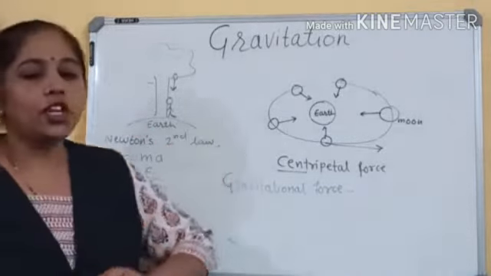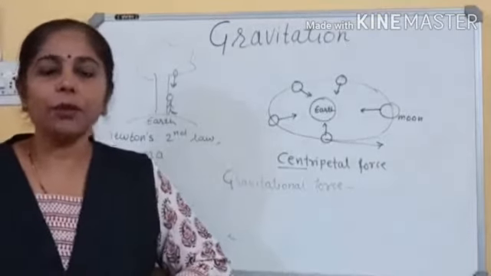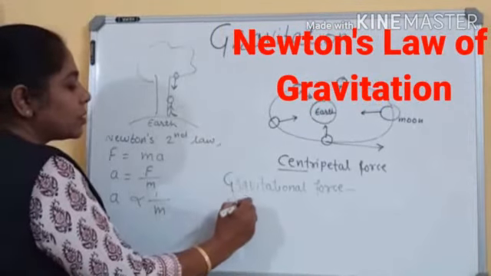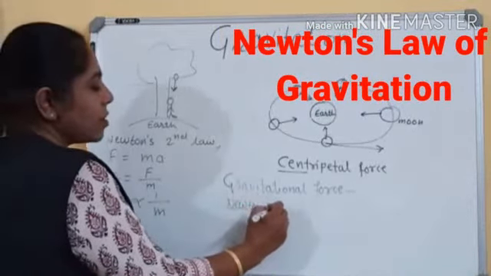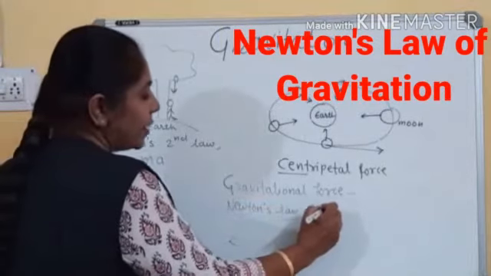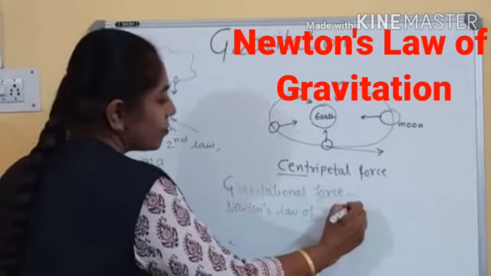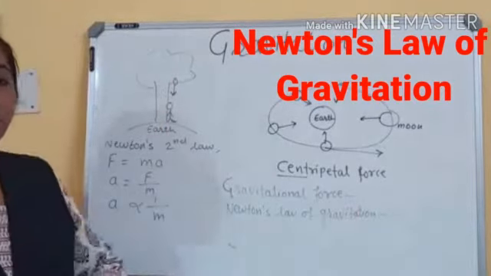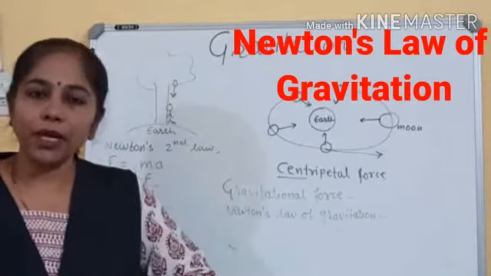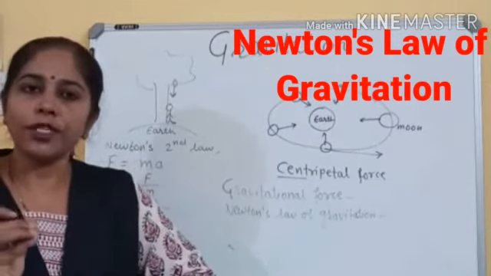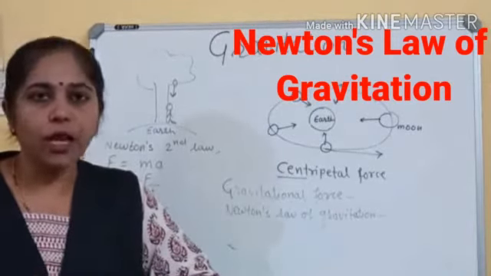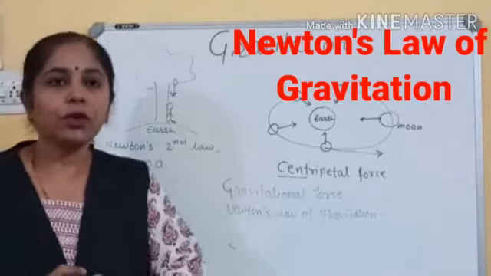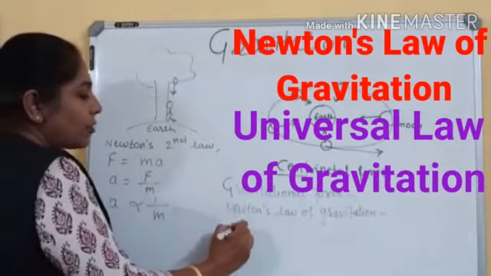As this gravitational force concept is given by Newton, it is also called Newton's law of gravitation. Now you see, this law is applicable for small objects as well as large objects. It is applicable everywhere in the universe, so it is also called the universal law of gravitation.